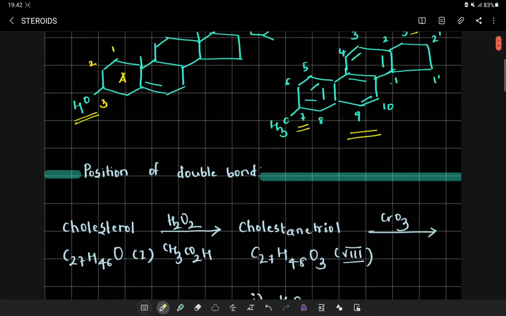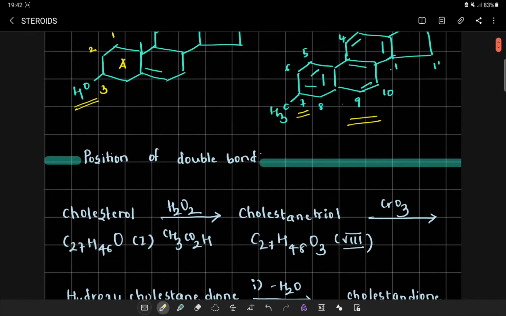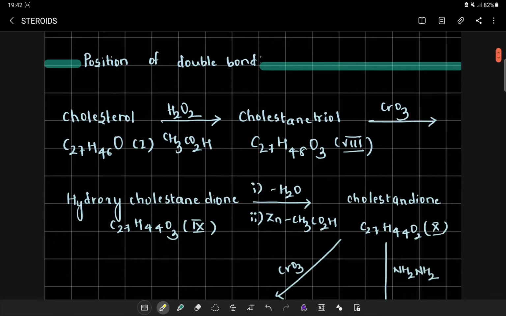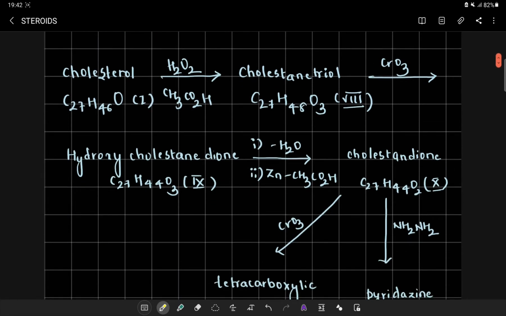After this discussion about the OH, the next question is, where is the position of the double bond? Because cholesterol says that there is one double bond in its constitution. So the next concept that we need to establish is the position of the double bond. Before doing that, we will be doing certain reactions.